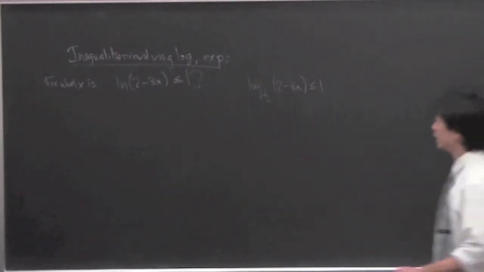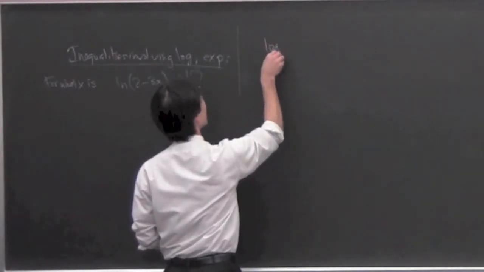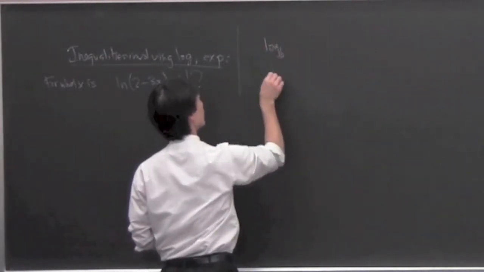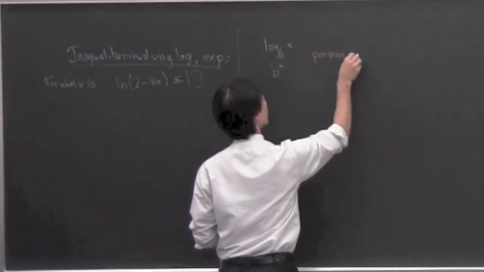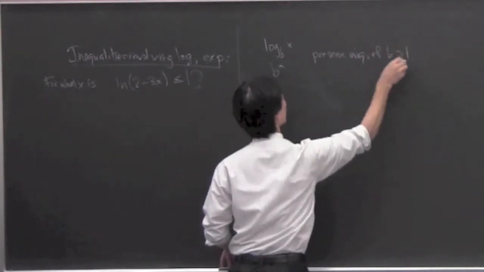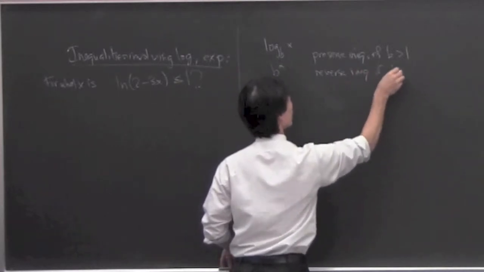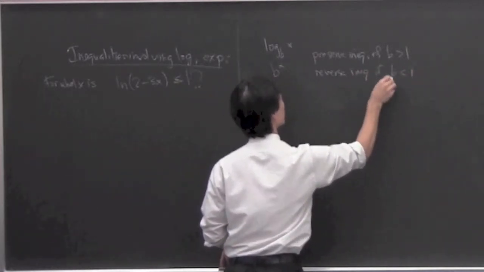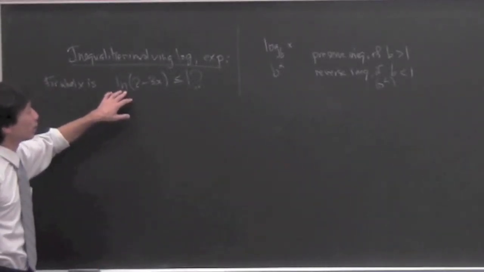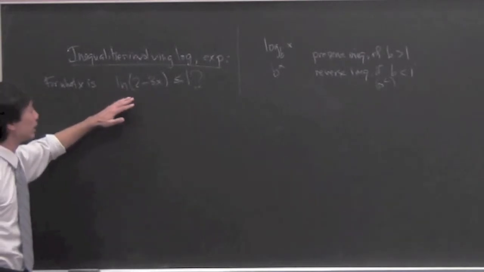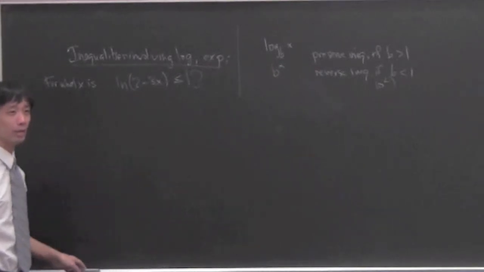Now remember that log base b or b to the x preserve inequalities if b is bigger than 1, and they reverse inequalities if b is less than 1. Right. So in this case, we've got log base e on the left-hand side, and so the thing to do is to feed both sides into the exponential function.